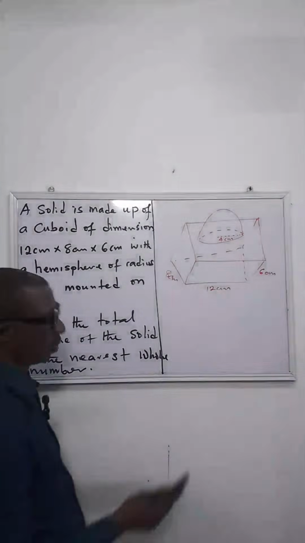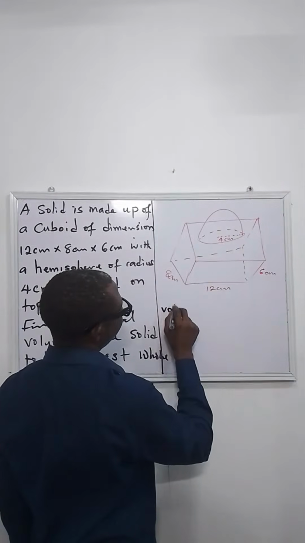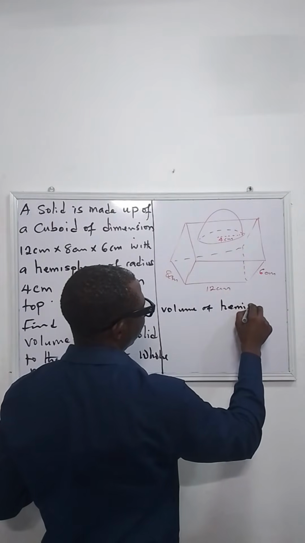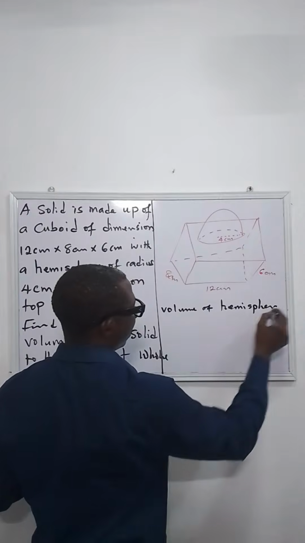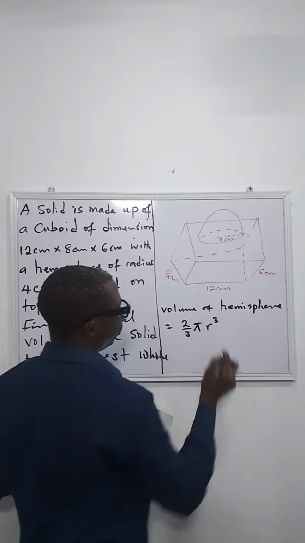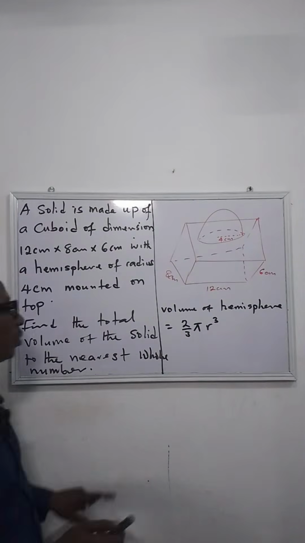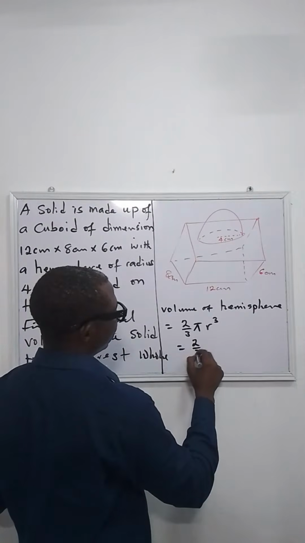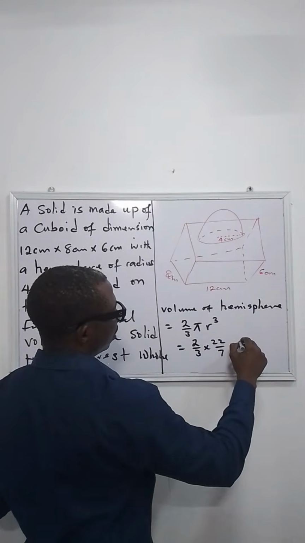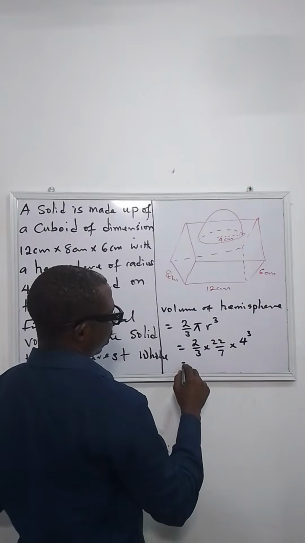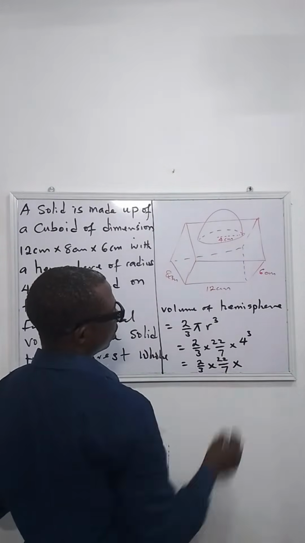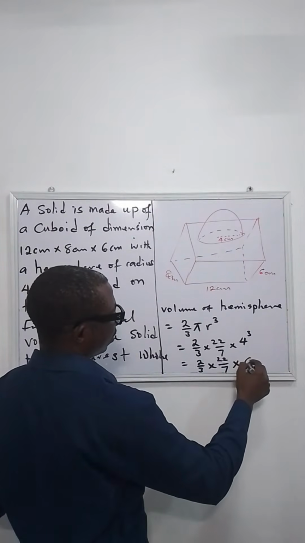So here we have the volume of the hemisphere. Let's get that. So that is what? That's 2 over 3 pi r cubed. Okay. So, and that gives us what? 2 over 3 times 22 over 7 times the radius is 4. That is 4 raised to the power of 3. So, and that gives us what? 2 over 3 times 22 over 7 times 4 times 4, 16 times 4, that's 64.